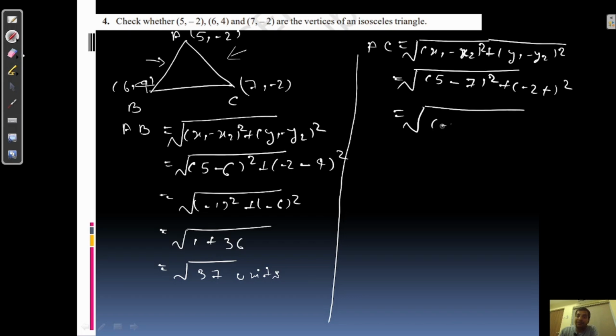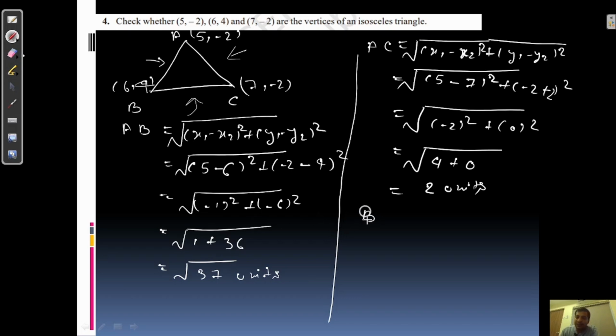5 minus 7, it is minus 2, plus 2, okay, I have not written 2 here. So minus 2 plus 2, they will be cancelled, I will get 0 here. So minus 2 square is what? 4 plus 0. 4 plus 0 is 4 and square root of 4 is 2. So the value is 2 units. Now we have to find distance between B and C.